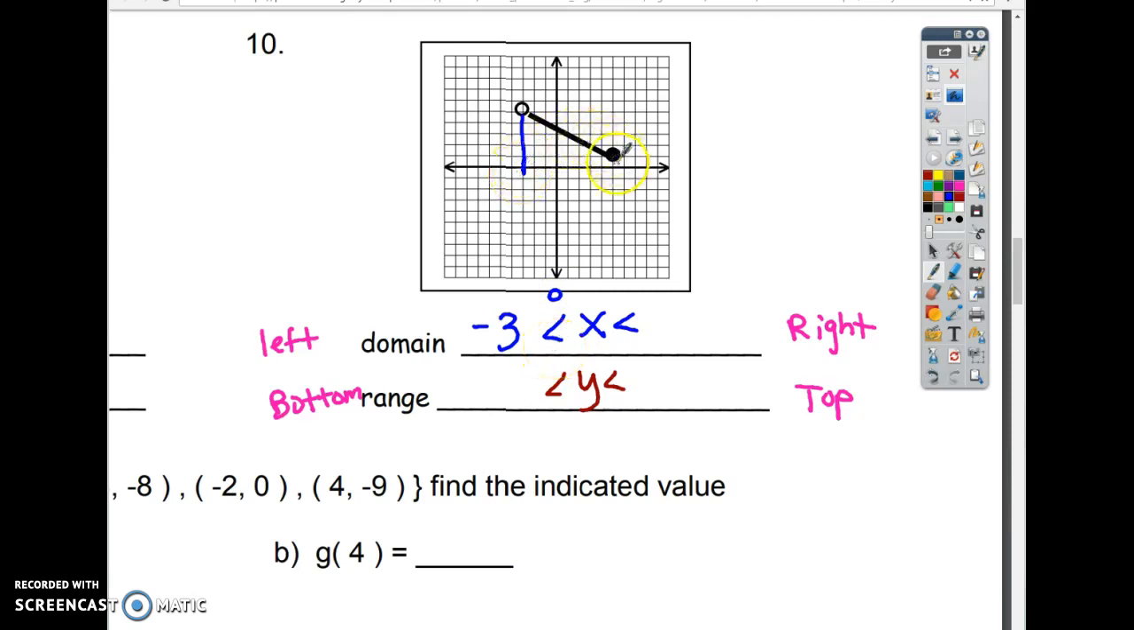What is the rightmost point? +1, 2, 3, 4, 5. And it's a closed circle. So do I put a line underneath? Yes. And it stays like that. I don't have to take anything off because there's no infinities. And then my range from the bottom, what's the lowest point? +1. That's a closed circle, so you have to put a line underneath, equal. What's the highest point? 1, 2, 3, 4, 5. Open circle. So it stays like that.